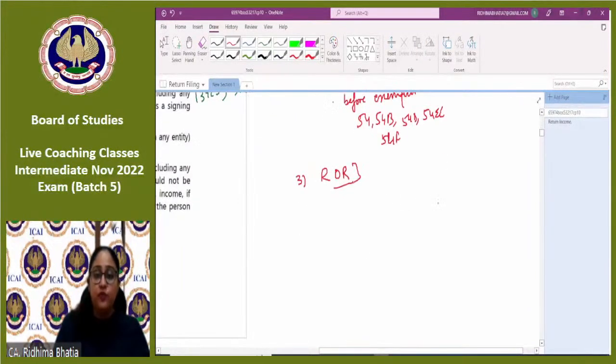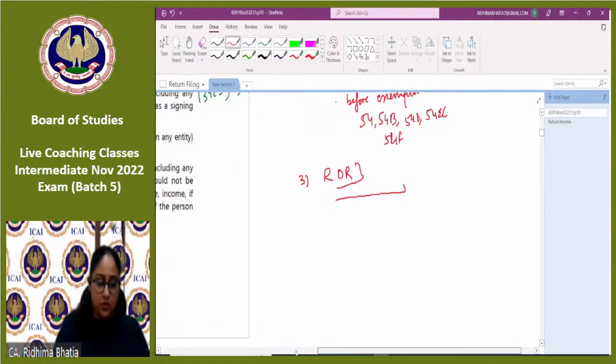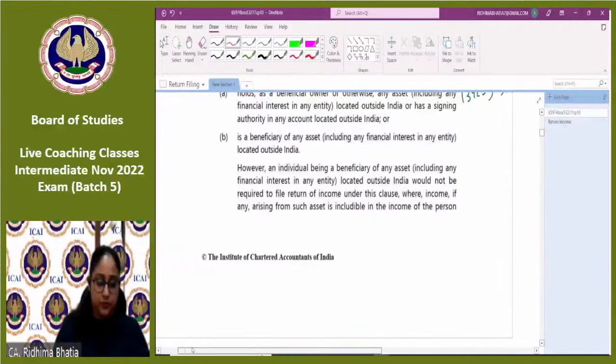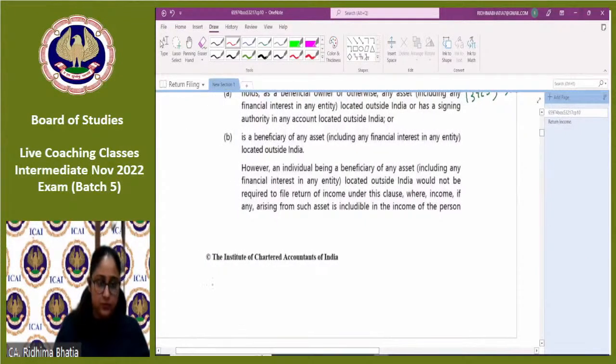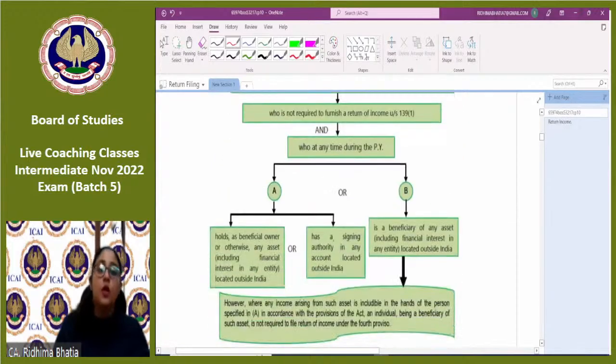But here, listen carefully. You are a beneficial owner of any asset located outside India, including financial interest in an entity. Financial interest means you have voting power in an entity or an equity interest in an entity. So you have any asset located outside India and you are a beneficial owner of that asset.